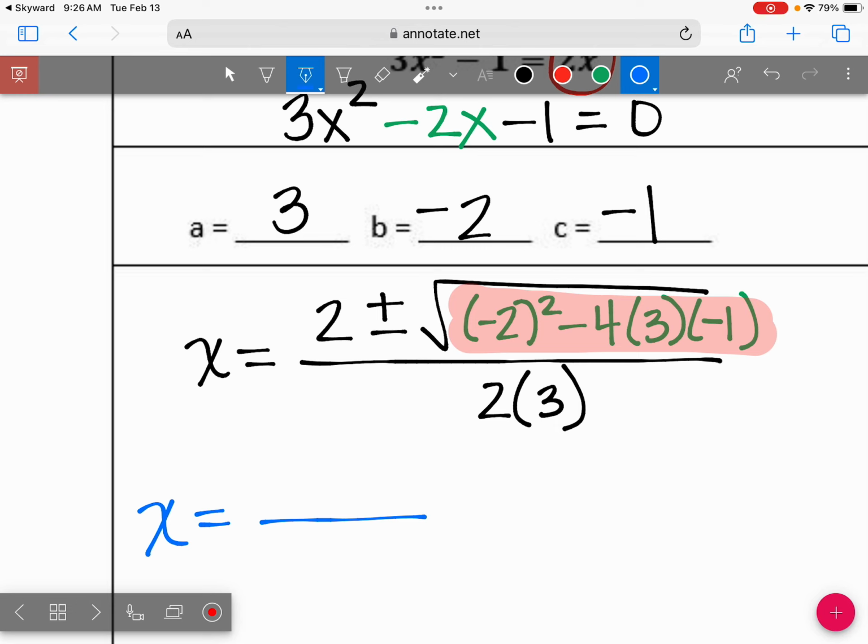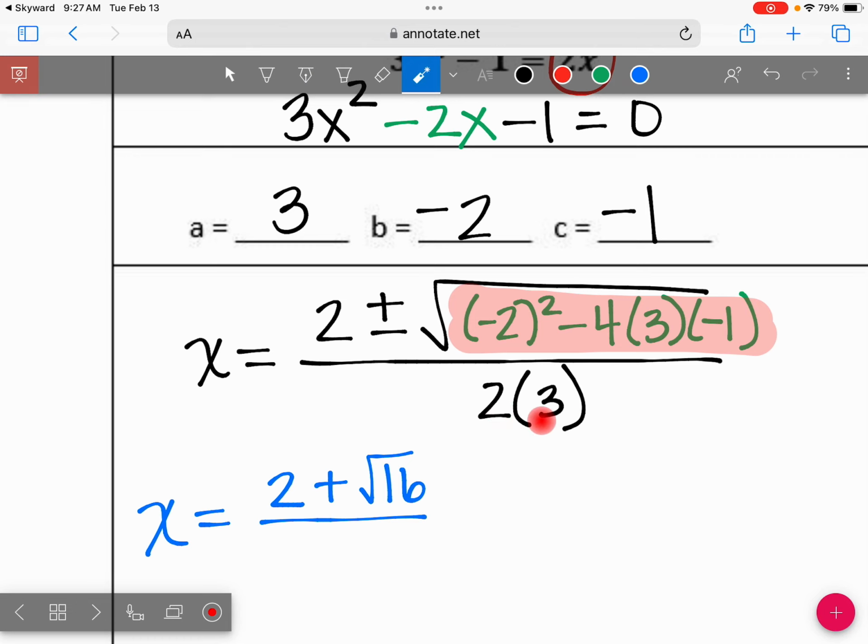And what did you get for that number underneath the square root? What'd you get? I can't hear you. 16. Anybody else get 16? Raise your hand if you got 16. All right, good. So you're going to put 2 plus the square root of 16.